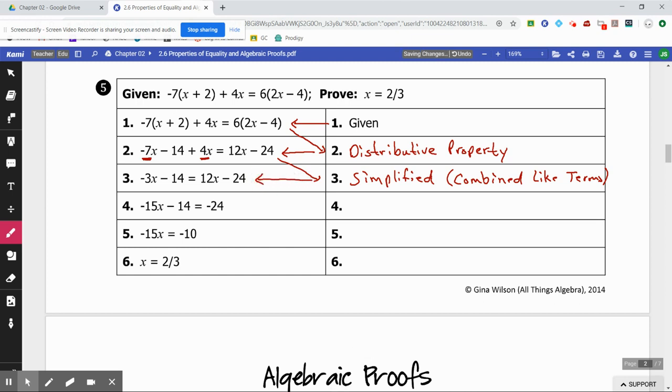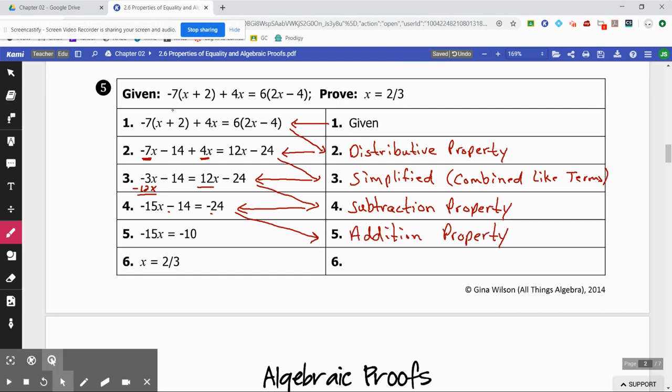Now, next up, now we start moving stuff, and let's see if we can figure out what they moved. I believe they moved this 12x right here. I believe they moved it over here by subtracting 12x. So they're going to subtract 12x from both sides, and that's going to be the subtraction property of equality. And after you apply that subtraction property, it turns into this. And I believe they moved the minus 14 to over here by adding 14 to both sides. So that would be the addition property. So after the addition property, we end up with this.